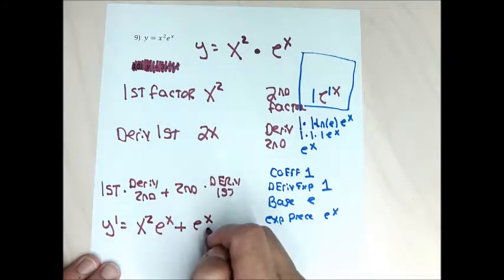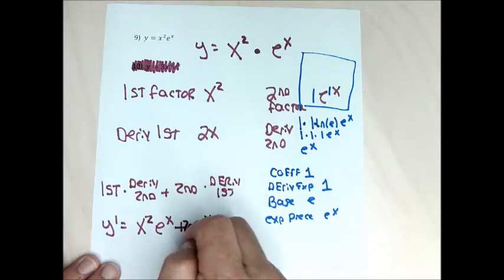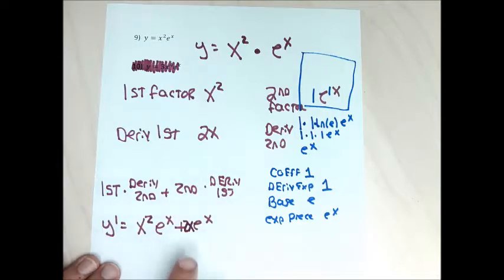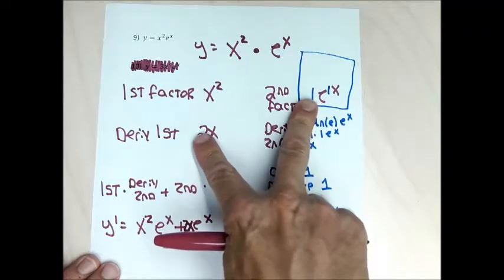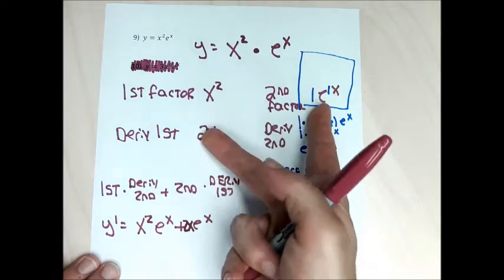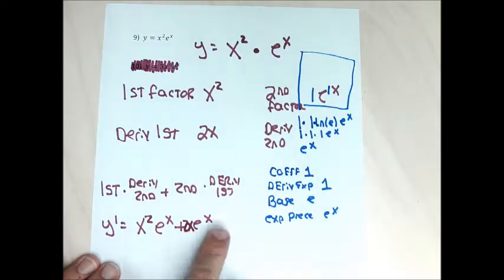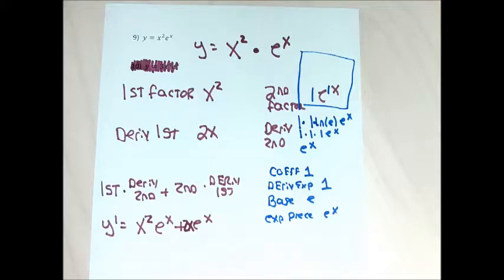I should probably write it before as opposed to after. It's going to make it easier for me to do the work. So a lot of times when I'm using the product rule, I flip-flop these. Rather than writing e to the x times 2x, I'd probably write it in the opposite order. Let me pull out a common factor.